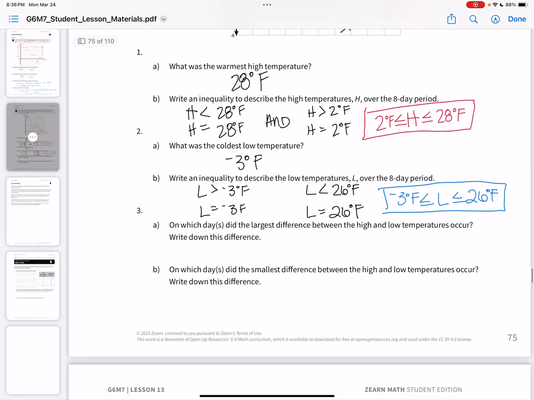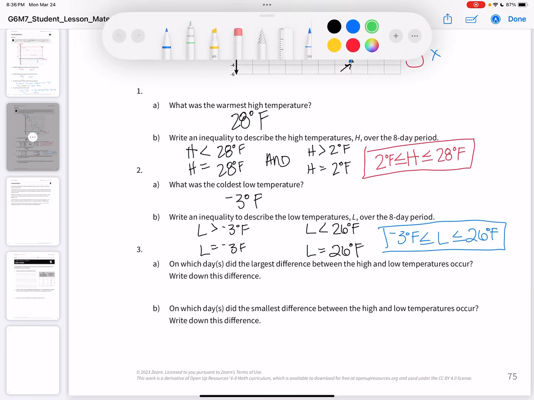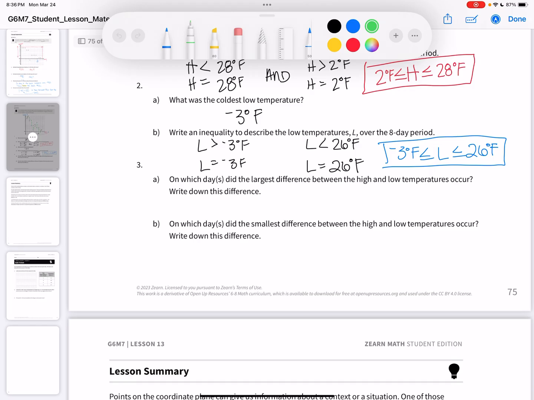Right here. All right. So that difference is 2. So right here, on which day is the smallest difference? Day 1, difference of 2 degrees Fahrenheit.